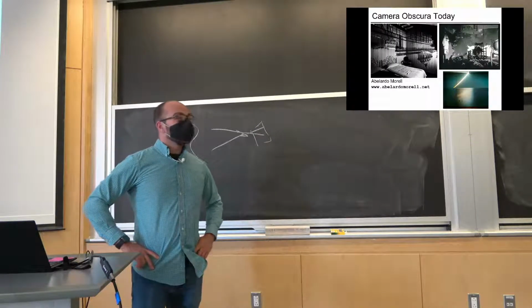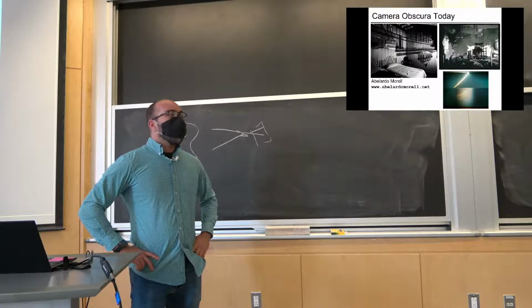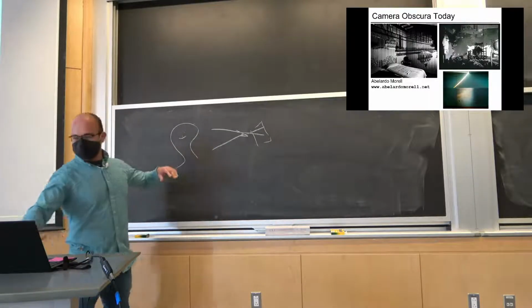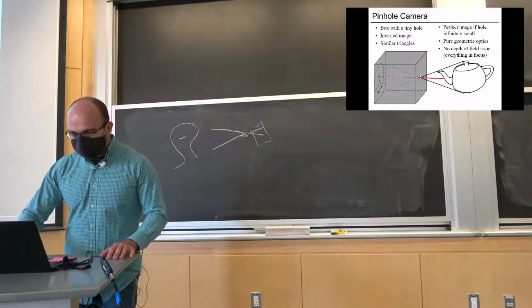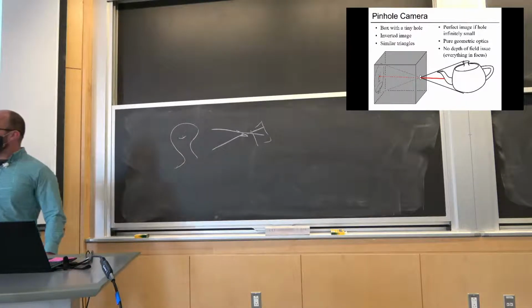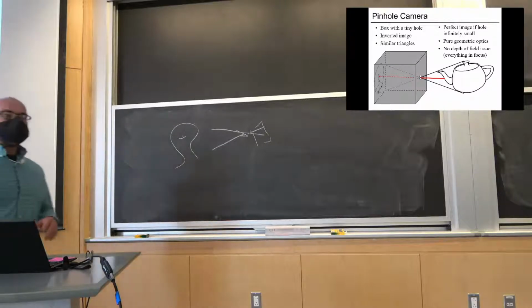Yes? Why is it upside down? Does that happen in graphics? This ugly diagram actually communicates it. Here's the outside world, here's our pinhole, and here on the back end is our imaging device. What happens is the rays pass through the pinhole and onto the screen in the back, and when they do that, it inverts.